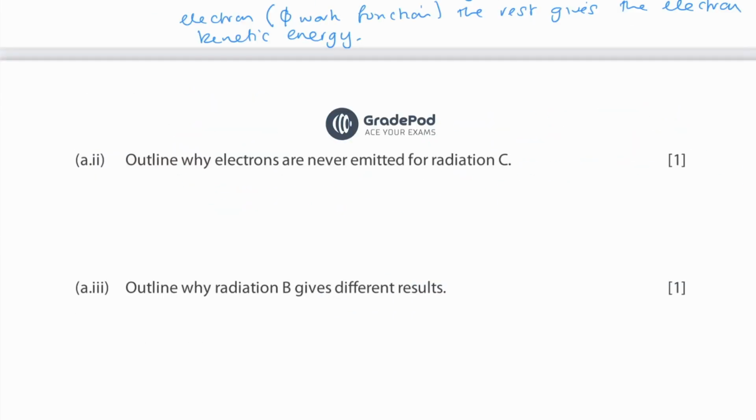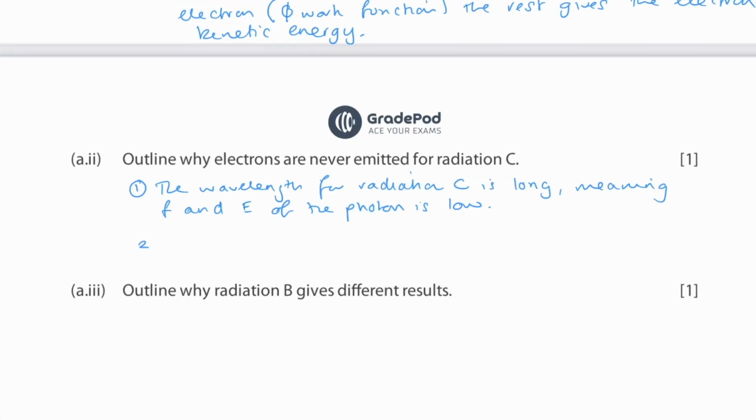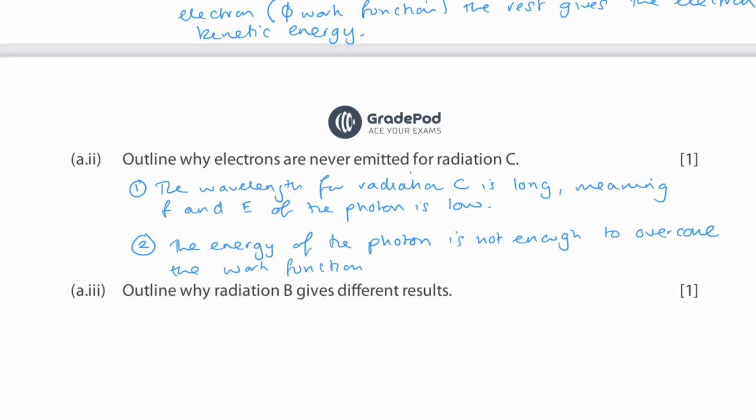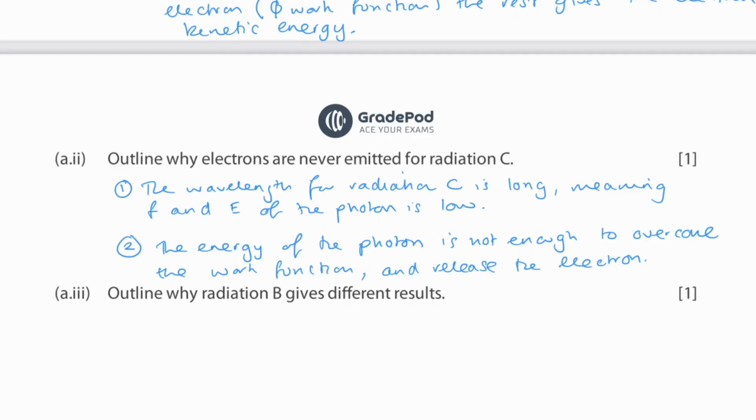A2. Outline why electrons are never emitted for radiation C. We noticed that earlier, didn't we? The wavelength for radiation C is long, meaning the frequency and energy are low. And we'll finish that off by saying the energy of the photon is not enough to overcome the work function. And I'm going to put a little bit on the end here: and release the electron. I know I'm probably writing too much here, but I want to get my proper explanation across.